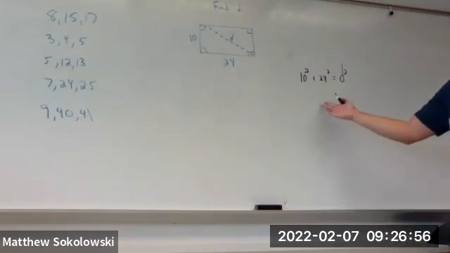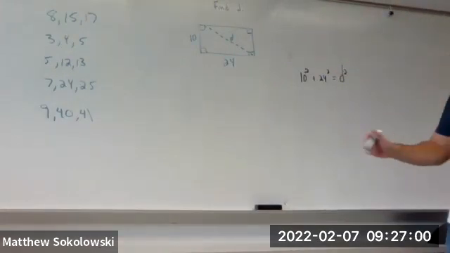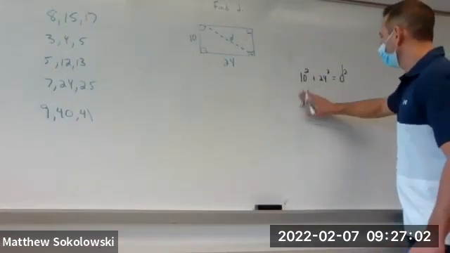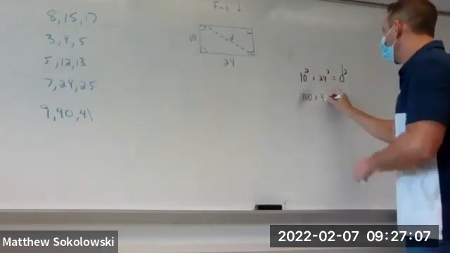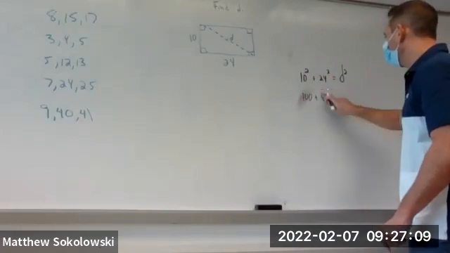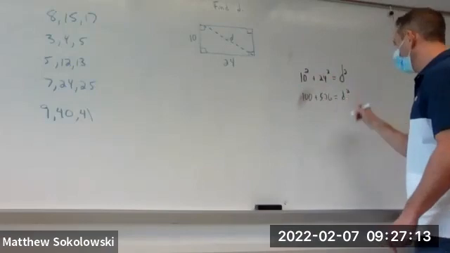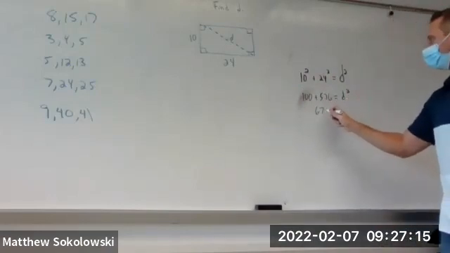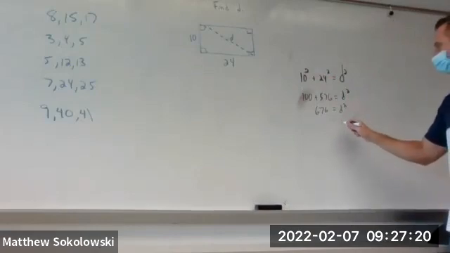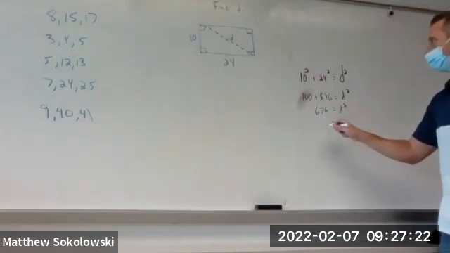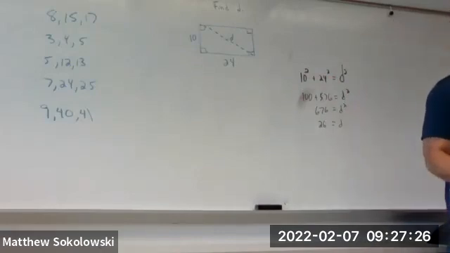All right, so hold on. We still get 10 squared, which is 100, plus 24 squared, which is 576. So 676 equals D squared. The square root of 676 is 26. So the diagonal is 26.